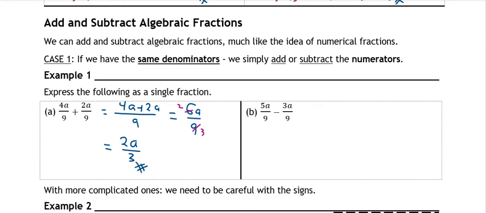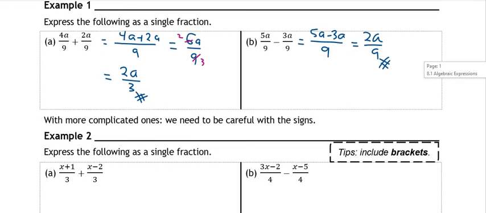So that's for part A. And then let's have a look at part B. Also the same denominator, but here you have to do 5a minus 3a on the numerator. 5a minus 3a are like terms, so 5a minus 3a will be 2a over 9. So that's the answer for example 1 part B, right? That's quite simple for the first case.